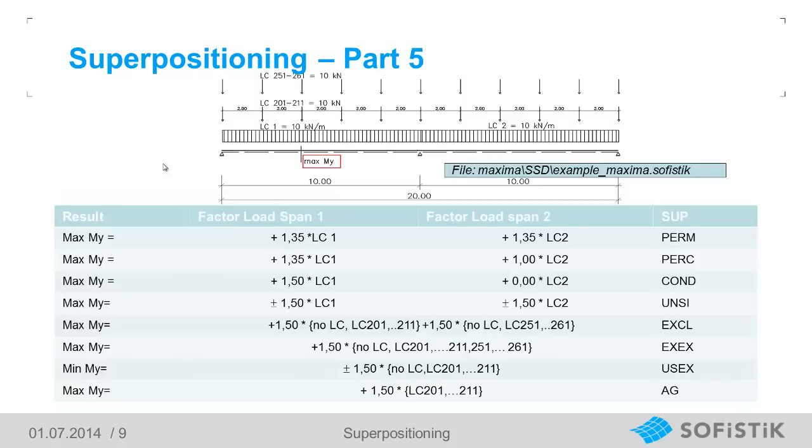So here we have PERM, where the safety factors are the same. Then we have PERC, with different safety factors, and so on. I don't want to go into details because we don't have the time, but you can look at the example which you can find here in SSD. Then we go further.